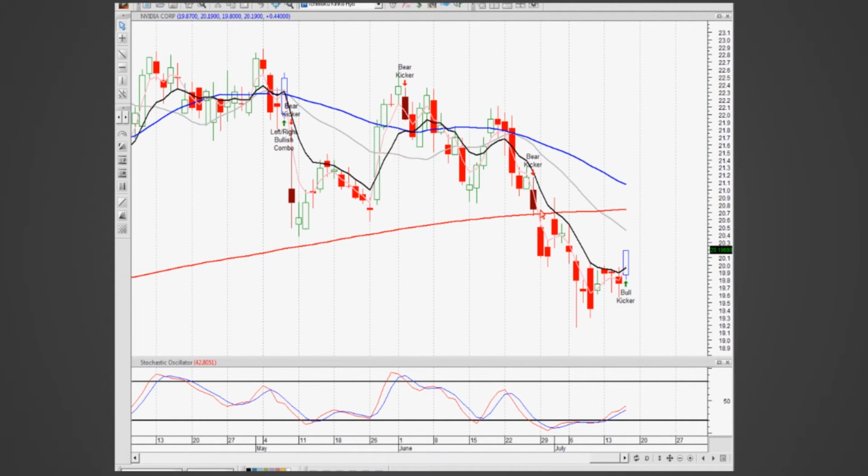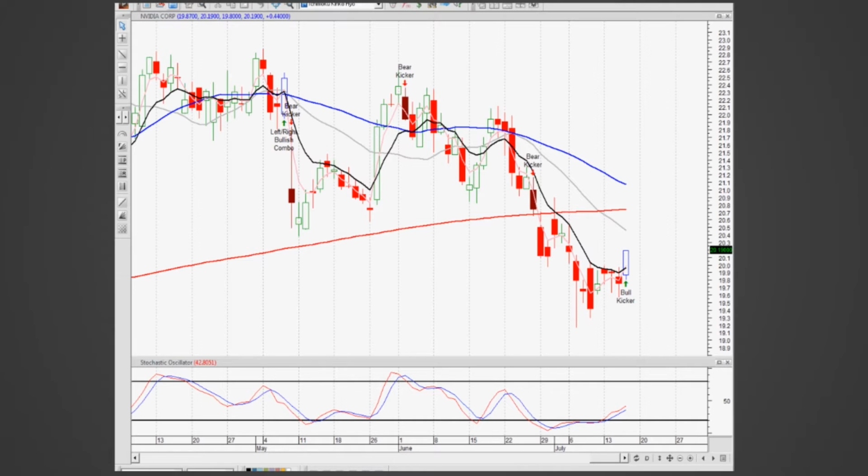And you'll notice that as soon as you open up a chart with Steve's template, it's going to have all of your moving averages applied. It's going to have the stochastics, and it's also going to start to identify when you have that left-right bullish combo, or this bearish kicker right before this nice big down movement, and now we've had a bull kicker. So that's one thing that it's going to do: we can go back in time and look and see exactly what happened.